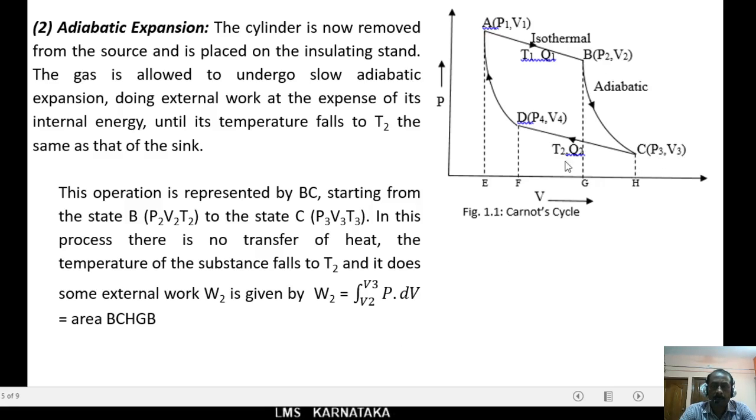Hence the area BCHGB represents the work done during adiabatic expansion. Here during this one, there is no transfer of heat.